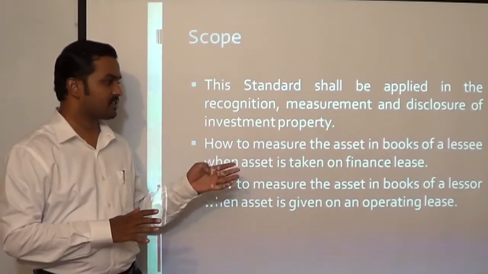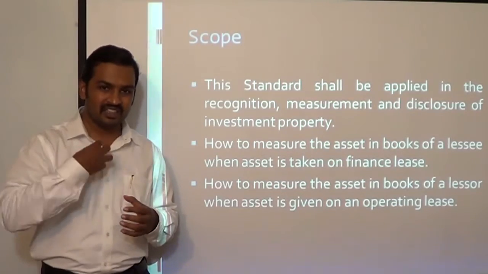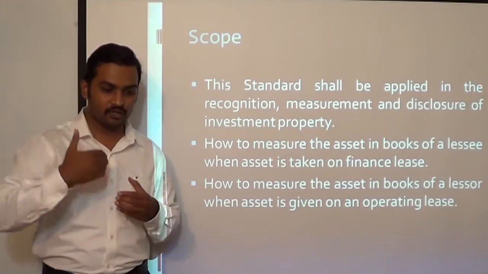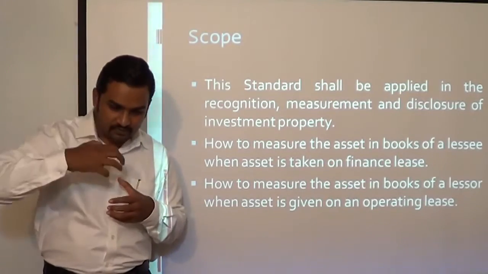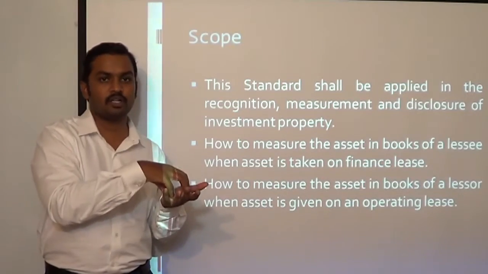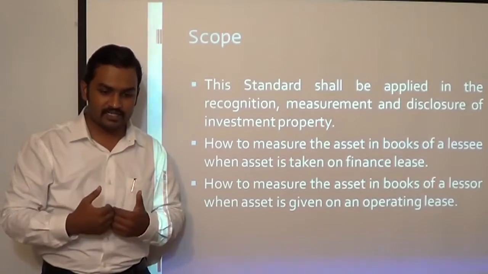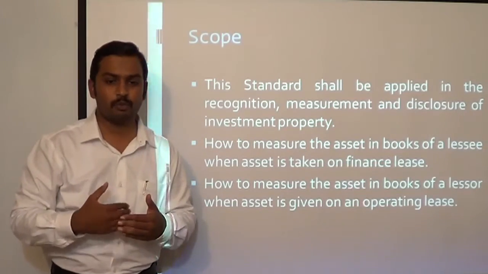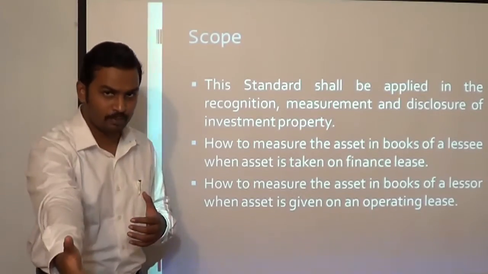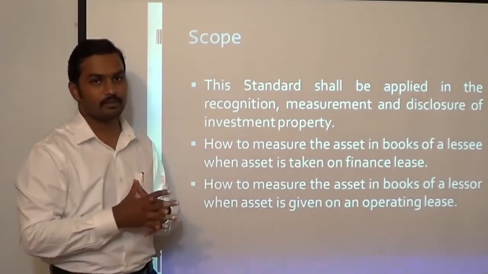Apart from that, this standard will also talk about how to measure the value of the asset in the books of the lessee who has taken it on a finance lease. So if you are a lessee, you have taken an investment property on finance lease, at what value to show it in your books of account will be prescribed by the standard. If you are a lessor and you have given your investment property on an operating lease, not on a finance lease, at what value you have to show it in your books of account will be covered by the standard. Okay.